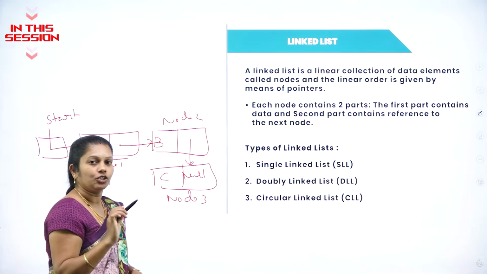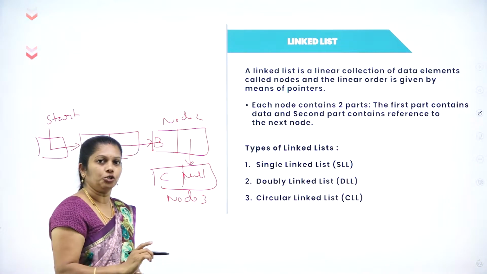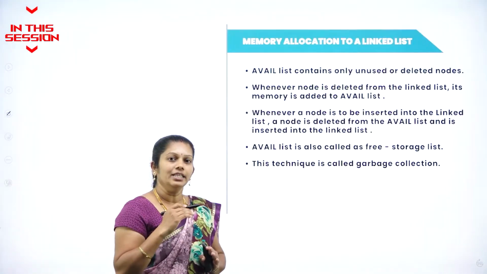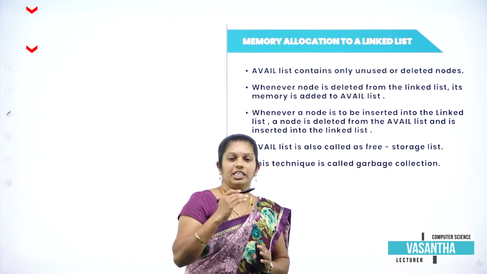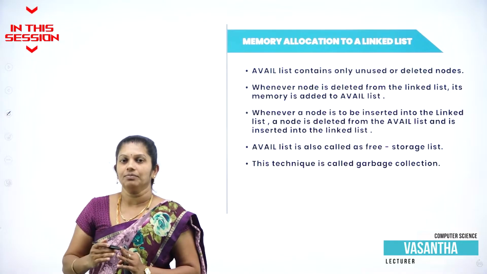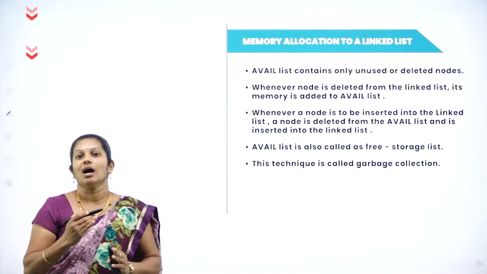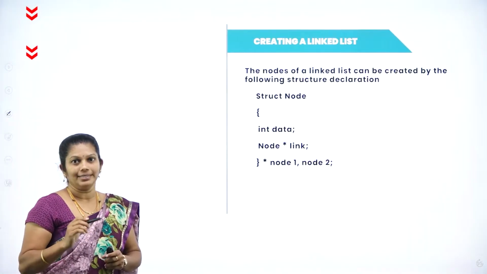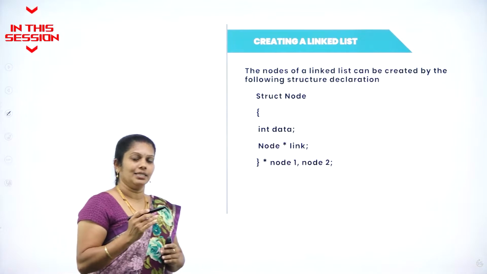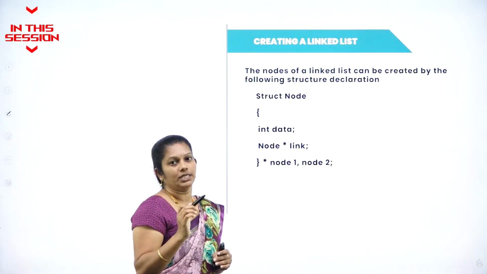A linked list is a collection of nodes, and each node contains two parts: one is the data part and the other is the address part. Whenever we have to delete the data, or especially a node, the node will be stored in some particular place. That particular place can be called a while list. If I want to create a linked list, then we need a structure, because a structure is a collection of heterogeneous elements.